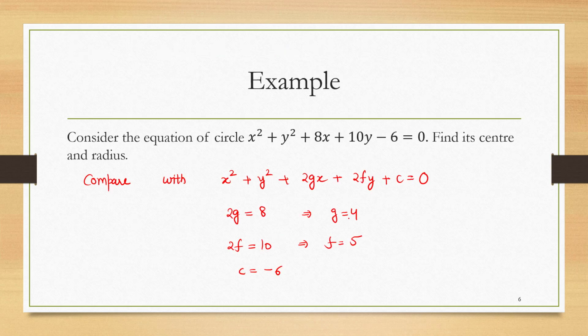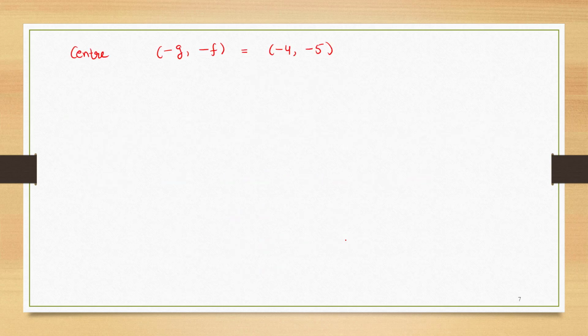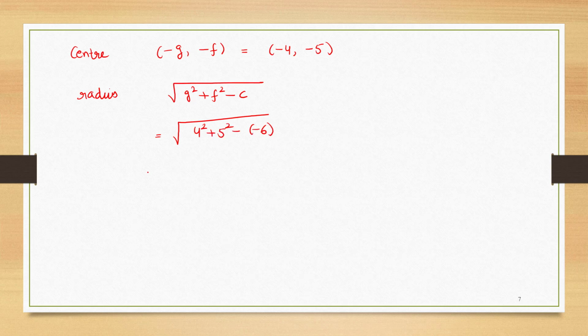Then we know that center is (minus g, minus f). g is 4 and f is 5. So this is (minus 4, minus 5). And radius is given by square root of g square plus f square minus c. That is square root of 4 square plus 5 square minus c, where c is minus 6. That is square root of 16 plus 25 plus 6, or square root of 47.